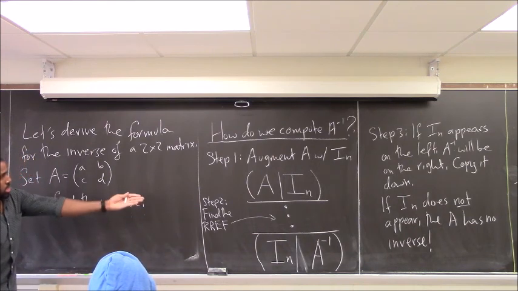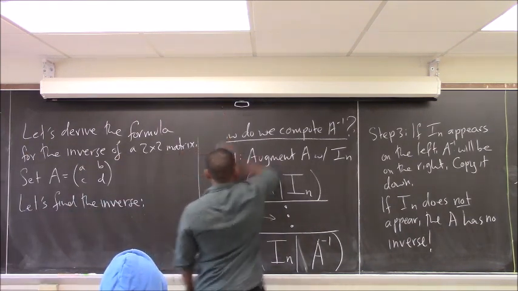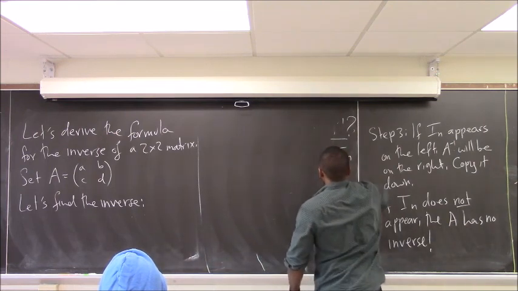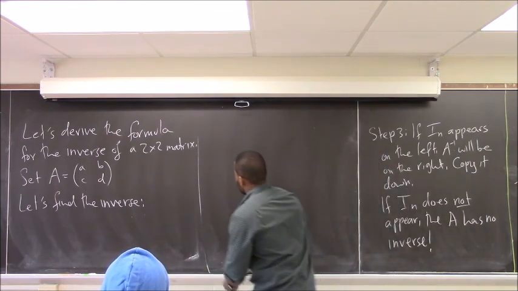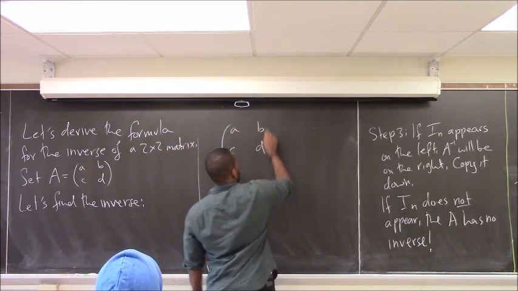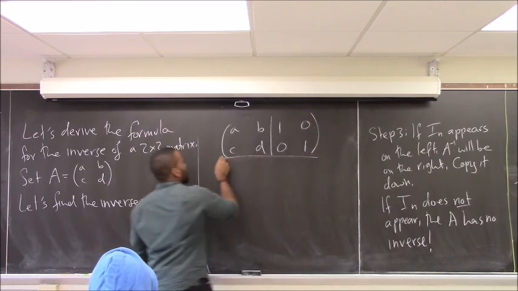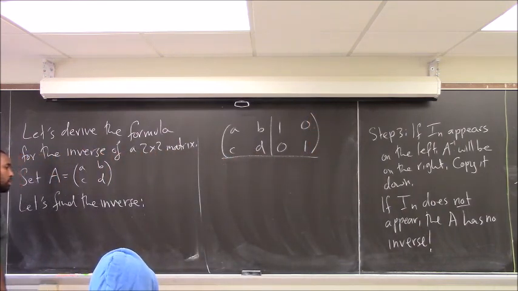As mentioned, I'm going to do this setup over here. I'm going to put [a, b; c, d] beside the 2 by 2 identity, and I need to find the reduced echelon form.